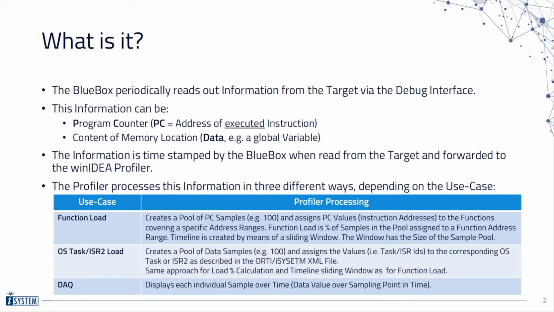The way it works is the debugger can read out information like the program counter or variables and data from the target during runtime. The blue box provides the timestamp for each read, and the information can be displayed in the analyzer, profiler timeline, and statistics views. Depending on the use case, the profiler can process this information in 3 different ways. Function load, when sampling program counter, OS task ISR2 load, when sampling current running task and ISR variables, and DAC, when sampling variable data.